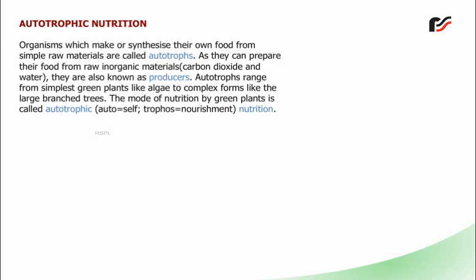Autotrophic nutrition. Organisms which make or synthesize their own food from simple raw materials are called autotrophs. As they can prepare their food from raw inorganic materials, carbon dioxide and water, they are also known as producers. Autotrophs range from the simplest green plants like algae to complex forms like the large branched trees. The mode of nutrition by green plants is called autotrophic nutrition. Auto is equal to self, trophs is equal to nourishment.